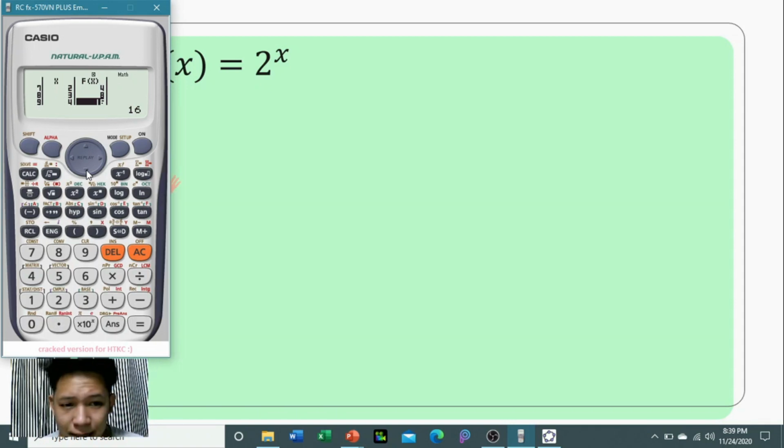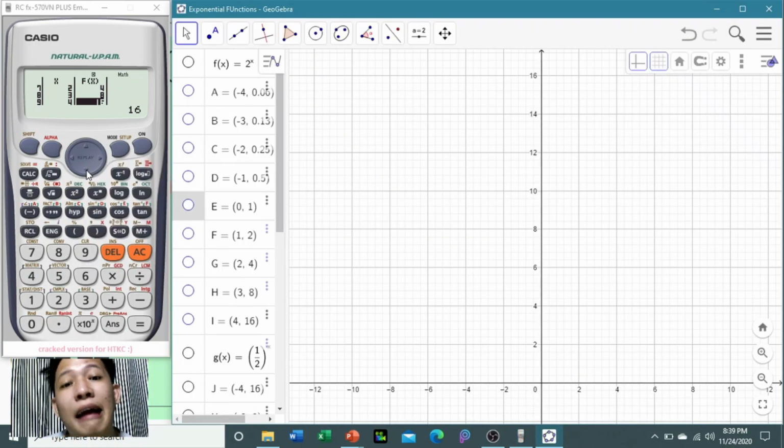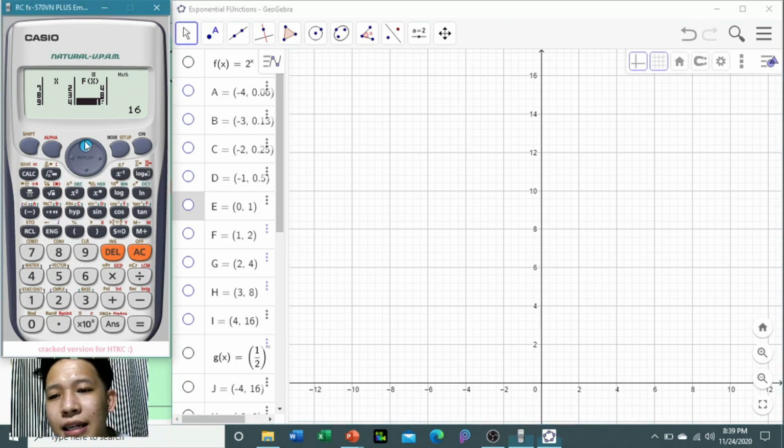Okay po? And para mas makita po natin yung property niya, what we're going to do is to graph it. Okay? So you may use any graphing material or graphing application para mas madalian kayo. Okay, so we'll start with the first pair, or the first set of ordered pair, that is negative 4, and then comma 0.0625.